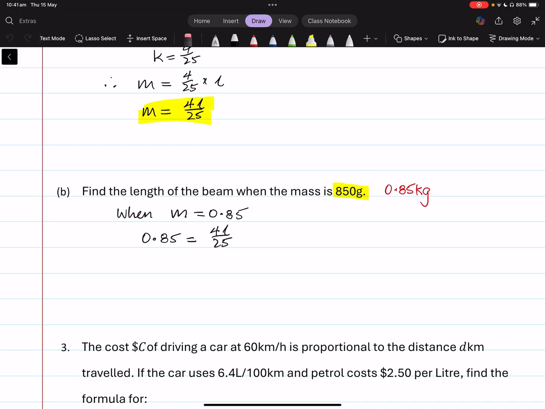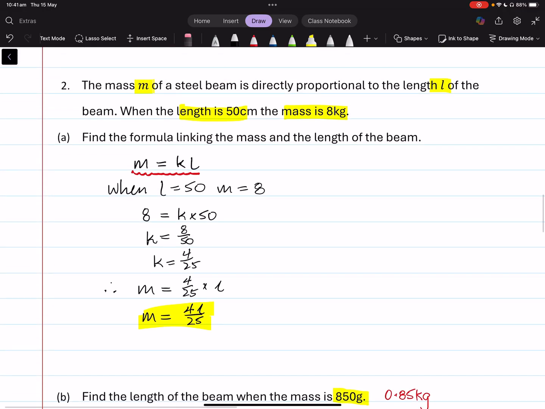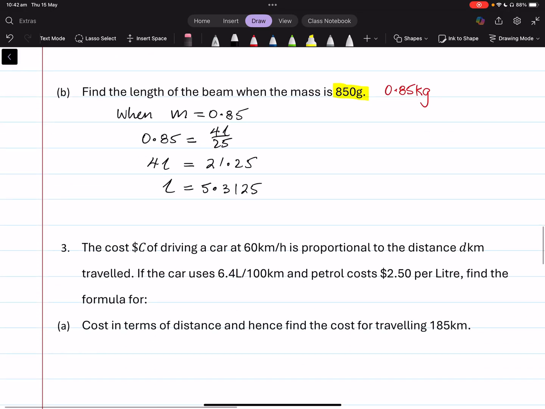So I need to multiply both sides by 25, and that will give me 4L equals 21.25. And then I'm going to divide both sides by 4, and we get 5.3125. And what is the unit? Coming back, you'll see at the top of there, question 2, when the length is 50 centimeters, so our units are in centimeters. So this is centimeters. So that's how long the beam would be if it weighs 850 grams.